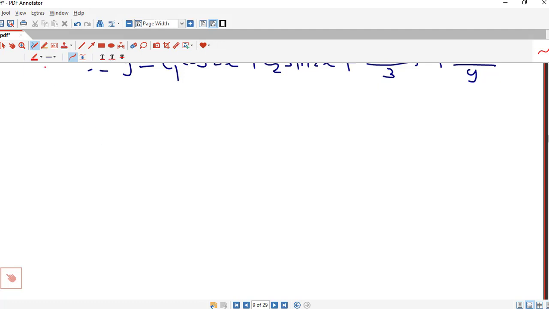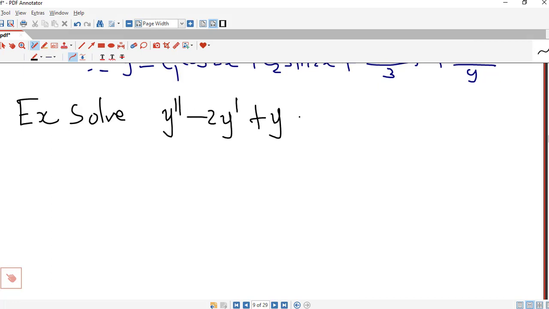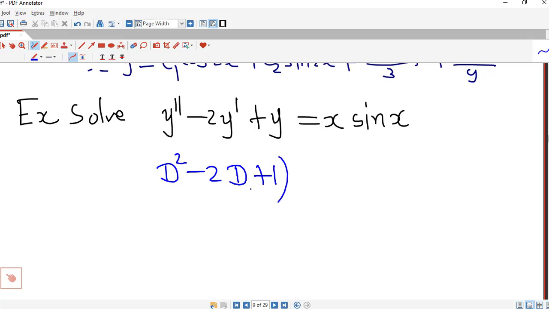So we can have one more problem on this. So we consider another problem. Solve the differential equation y double dash minus 2y dash plus y equal to x into sin x. So this also we can write in terms of D. This we can rewrite as D square minus 2D plus 1 of y equal to x into sin x.